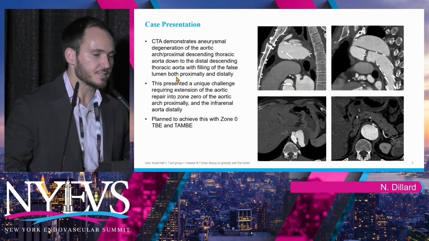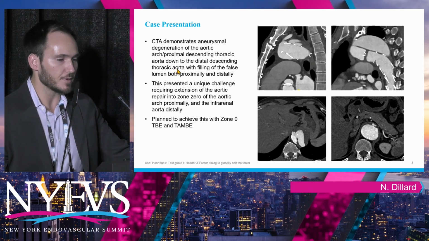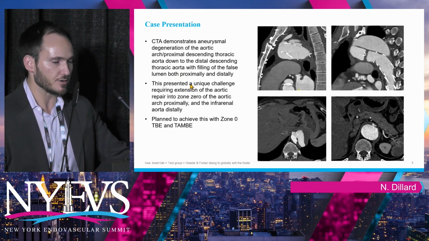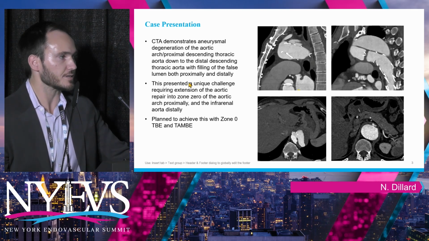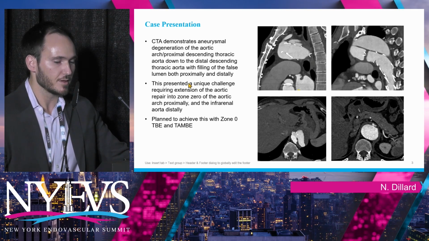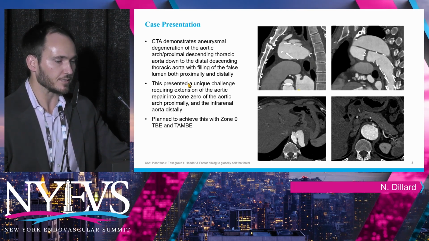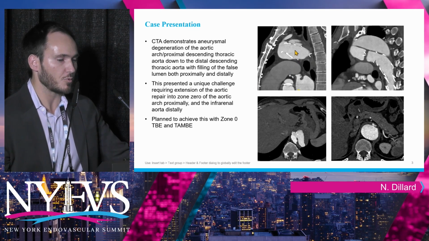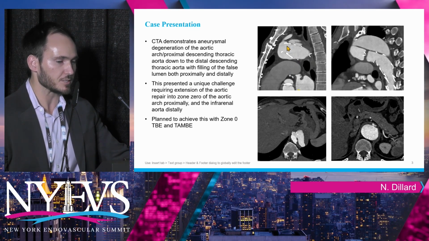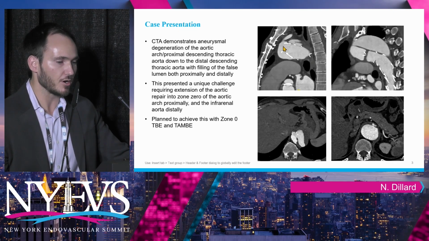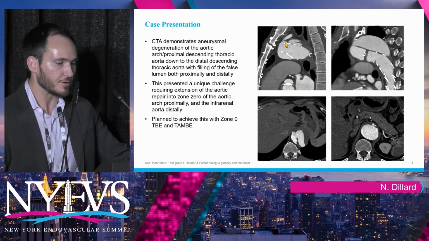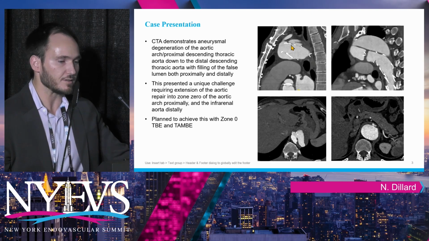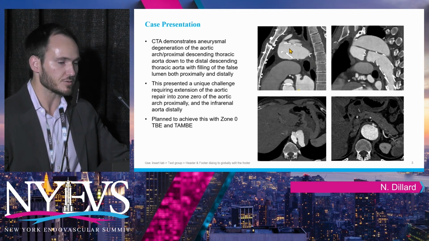Okay, so the CTA shows aneurysmal degeneration of the aortic arch and proximal descending thoracic aorta, all the way down to the distal descending thoracic aorta. Here in this first picture on the top left, you can see that there's poor apposition of the proximal aspect of the TEVAR. You can see that there's opacification of the false lumen there. There's some bird beaking.